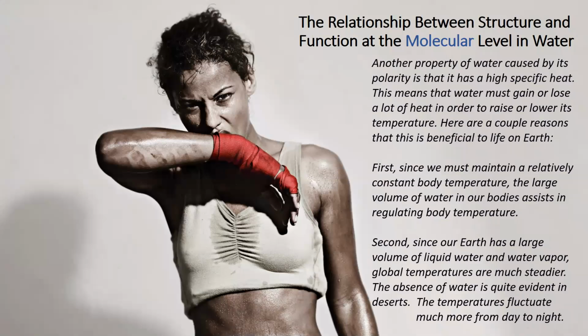Another property of water caused by its polarity is that it has a high specific heat. This means that water must gain or lose a lot of heat in order to raise or lower its temperature. Here are a couple of reasons that this is beneficial to life on Earth. First, since we must maintain a relatively constant body temperature, the large volume of water in our bodies assists in regulating body temperature. Second, since our Earth has a large volume of liquid water and water vapor, global temperatures are much steadier. The absence of water is quite evident in deserts.